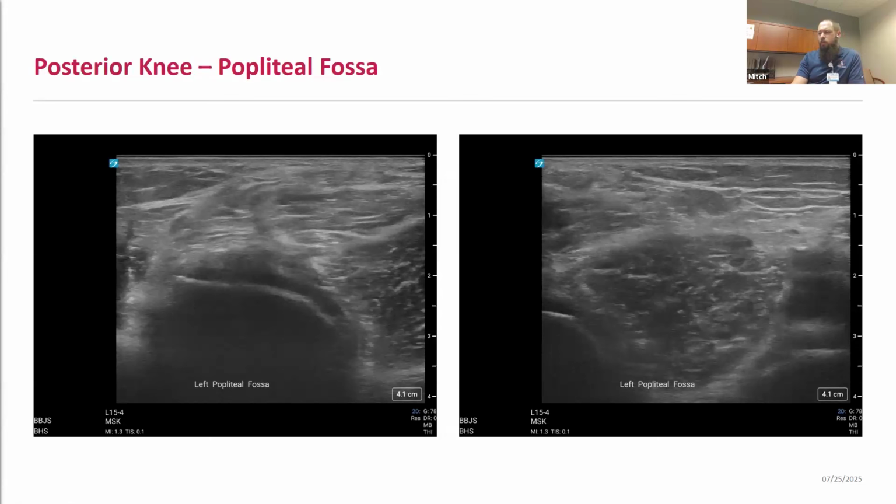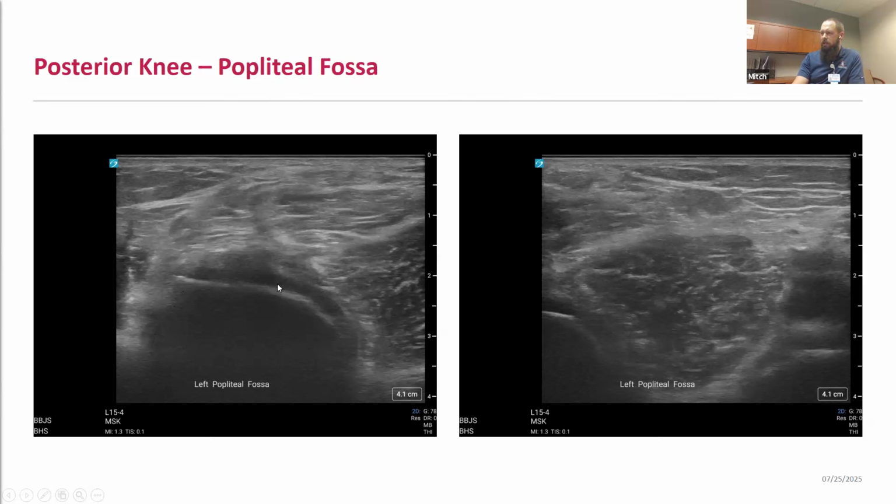Scanning more towards the posterior aspect of the knee. Again, starting out identifying bony landmarks. Here on the left side of the screen, I'm identifying the posterior medial femoral condyle. And so you're going to see the bony cortex here with a hyaline cartilage cap. And so that's a good bony landmark to find, your home base at the posterior aspect of the knee.